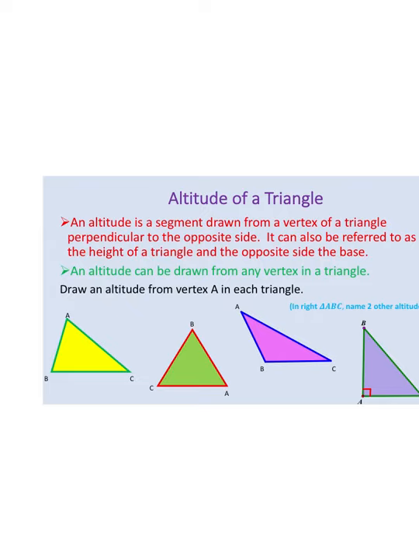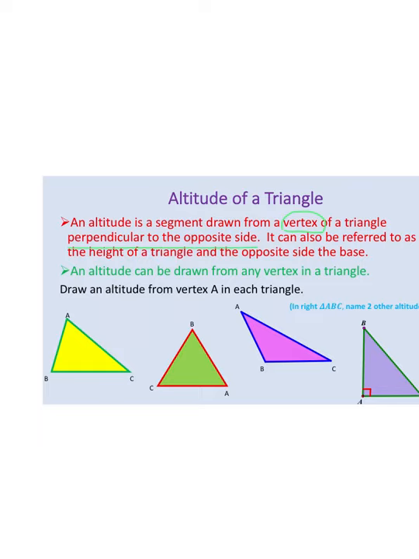Okay, so the next segment that we're going to talk about today is the altitude. An altitude is also from a vertex, but it's going to be perpendicular to the opposite side. It can also be called the height of the triangle, and in which case the opposite side would be called the base. So everyone knows, you use base and height of triangles with area and stuff like that. So now we are going to be drawing the altitude. Okay, and it can also be drawn from any vertex in a triangle.